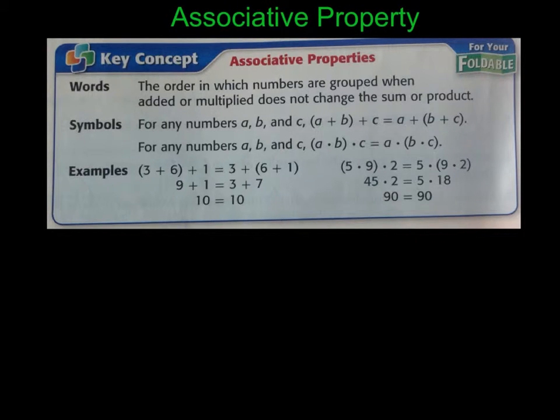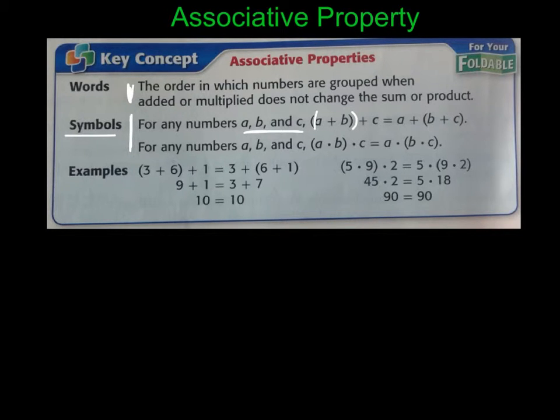The associative property of multiplication and addition says that the order in which the numbers are grouped when added or multiplied doesn't change the sum or the product. So it doesn't change the answer to the addition or multiplication problem. Okay, so here's how they would show that in symbols. So for any three numbers, when they say A, B, or C, any three numbers, you can group them in whatever order.